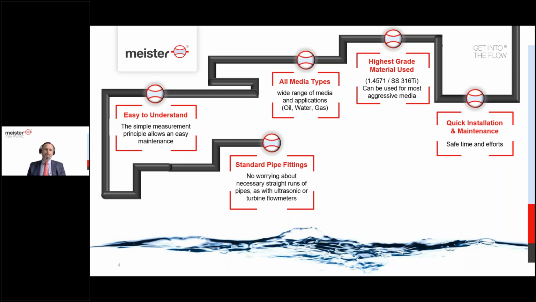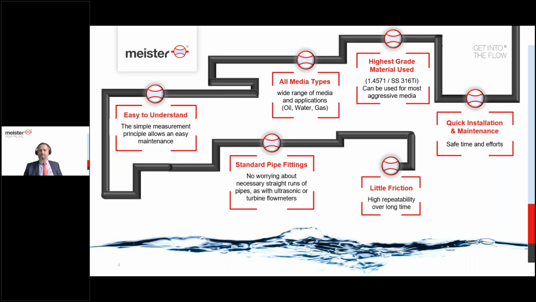Standard pipe fittings can be used, so there is no worrying about necessary straight runs as well. For example, ultrasonic or turbine flow meters would have a bigger need of certain pipe lengths before and after the flow meter to relax the flow, whereas our variable area flow meters are flexible here again in the installation point where in the piping that happens.